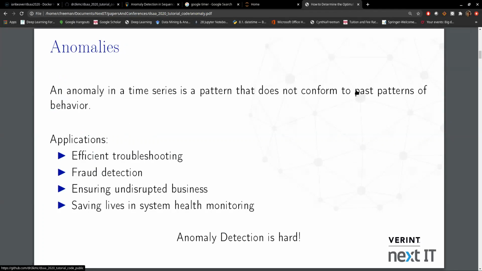So an anomaly in a time series is a pattern that doesn't conform to past patterns of behavior in the series. And its detection is vital for ensuring undisrupted business, efficient troubleshooting, or even in the case of medical sensor technologies, lower the mortality rate. Your bank identifying that an out-of-the-ordinary purchase was in fact fraudulent is a prime example of the importance of anomaly detection. But in practice, anomaly detection is generally much more nuanced and complex, which can make it daunting to undertake. So why is anomaly detection so hard?